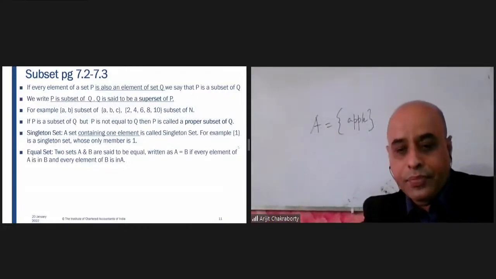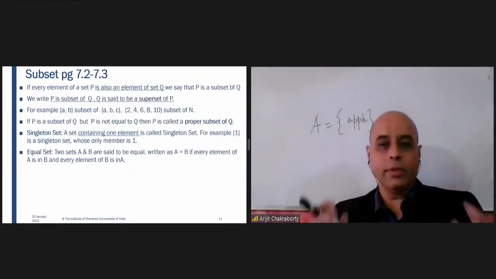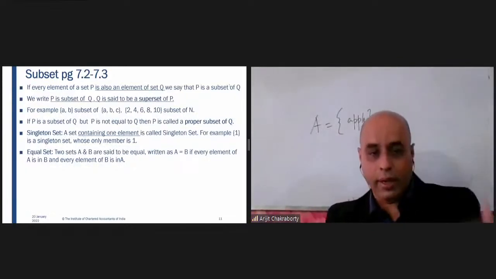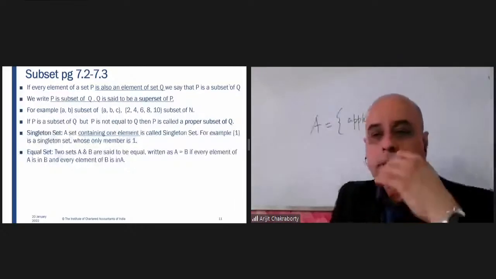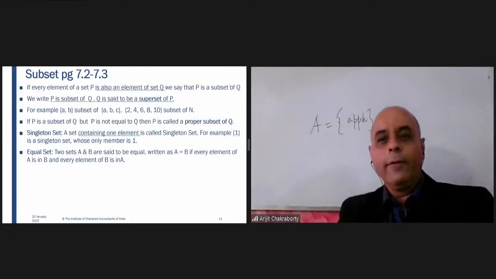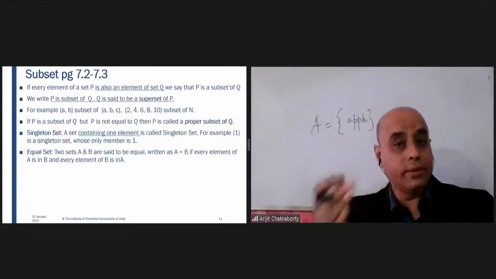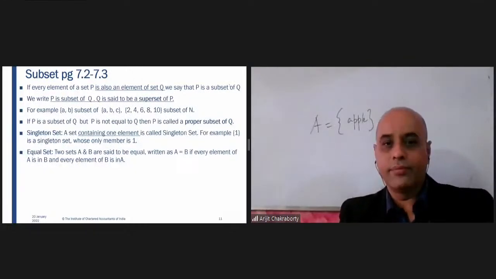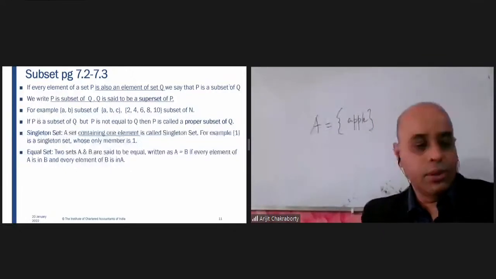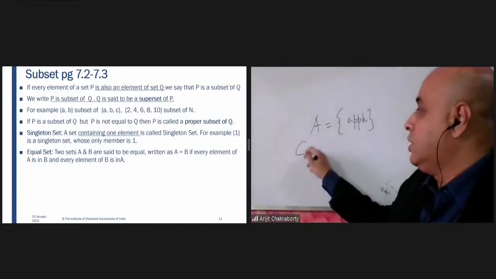Equal sets, very important. Now we come to the important understanding of equal set and equivalent set. So what is equal set? Equal set means 2 sets will be equal when every element of one set is there in the other set as well. So it's almost like a mirror image. So if I take an example here, let us take set C.